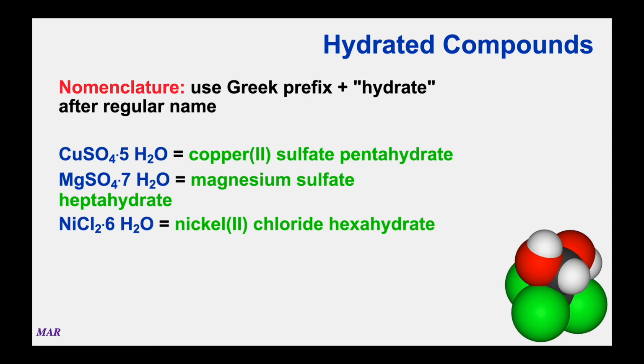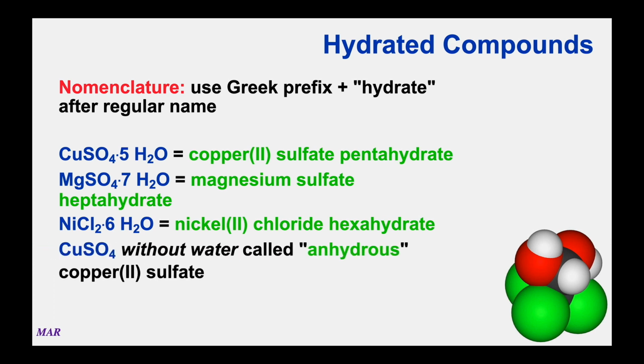The next compound is nickel(II) chloride hexahydrate. Chlorine as chloride is -1, and there's 2 of them. So the -2 is balanced by a +2 on the nickel(II) chloride hexahydrate. And again, if you evaporate the water, which is usually possible, you end up making anhydrous versions. So if you hear anhydrous copper(II) sulfate, that just means it's copper(II) sulfate without the water.